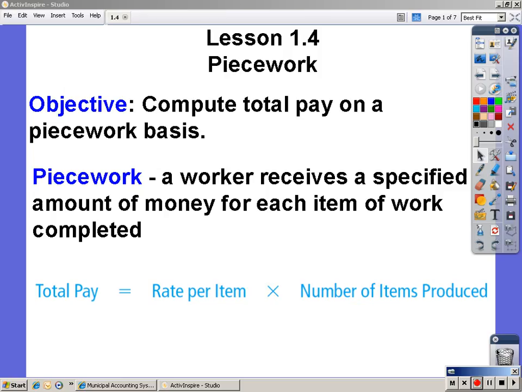Okay, lesson 1.4 is piecework. Your objective today is to compute total pay on a piecework basis. The definition of piecework is a worker receives a specified amount of money for each item of work completed. Piecework pay is generally going to be in a factory setting where you have to produce a certain number of units. The formula for today is total pay equals the rate per item times the number of items produced. Go ahead and get this copied down, press pause while you're doing so, and play to resume.